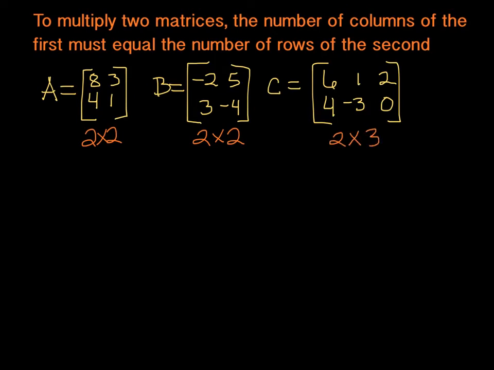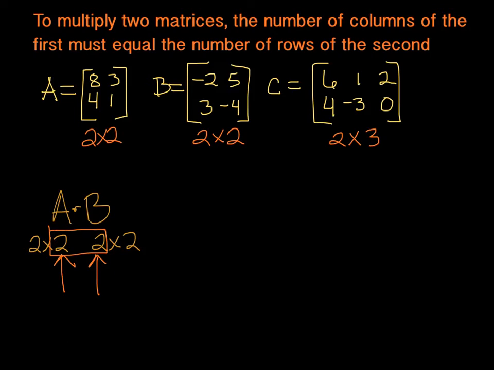It's very important, like I said before, that you know how to label these. Rows first, columns second. So if I asked you to multiply A times B, if I said, what is A times B? First you have to check and see if it's even possible. And A is a 2 by 2. And B is a 2 by 2. So the columns of the first have to equal the rows of the second. So if you were to write it down, you would just look at these two numbers together. If they're the same, it's possible.